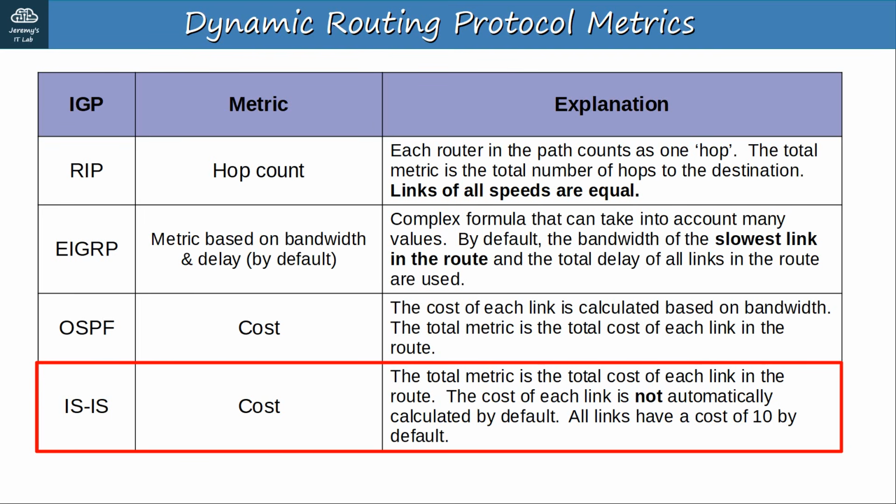Finally, ISIS also uses a metric called cost. However, the cost of each link is not automatically calculated based on bandwidth. All links have a cost of 10 by default. So without any configuration, it functions the same as RIP, being a simple hop count metric.